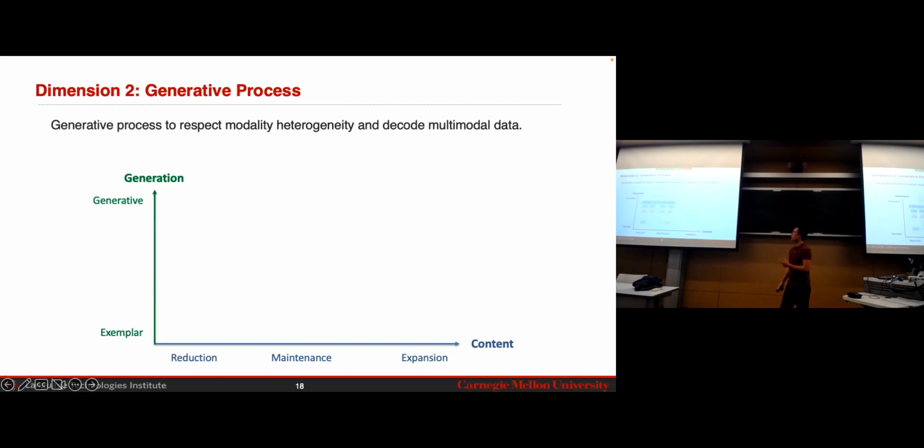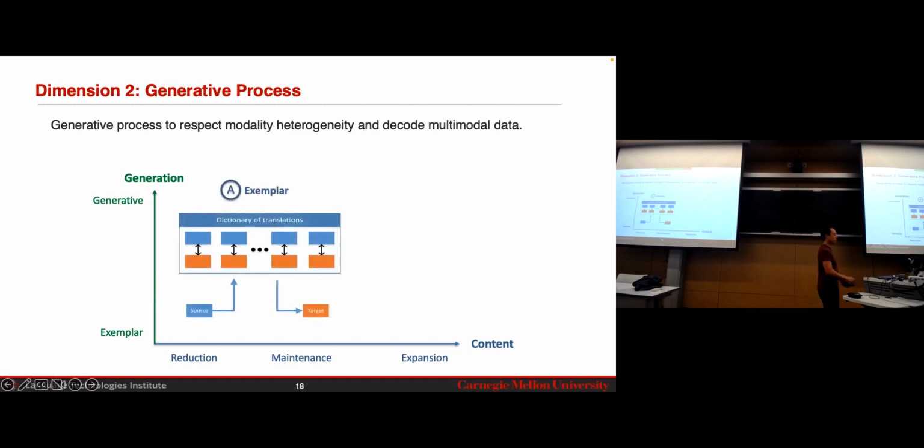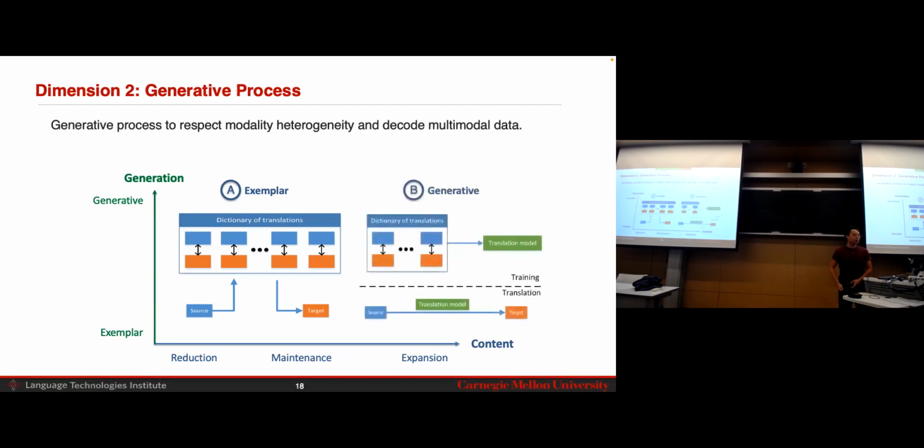And for this generation dimension, we have two general examples. One is exemplar-based, where you have a dictionary of translations, perhaps stored from your training data. And if you have a new thing that you want to generate, you can look it up in this dictionary and find the closest one and retrieve the output. Nowadays, people also typically use generative models, where you're learning this mapping from one modality to the other using a translation model that is parameterized. And once you've done that during training, you can then test it on new data by passing it through the translation model. So this typically allows you to interpolate more between the dictionary of translations that you have.